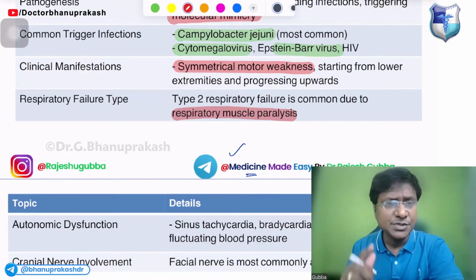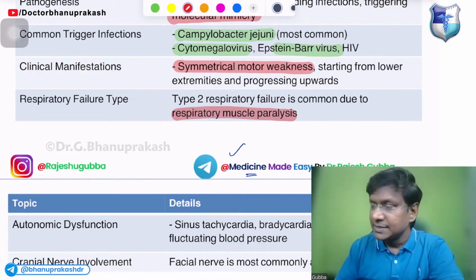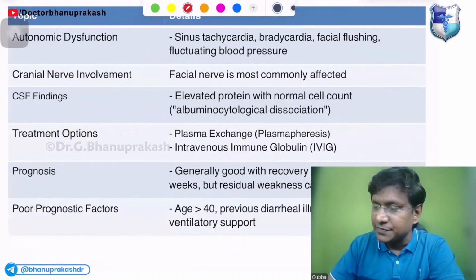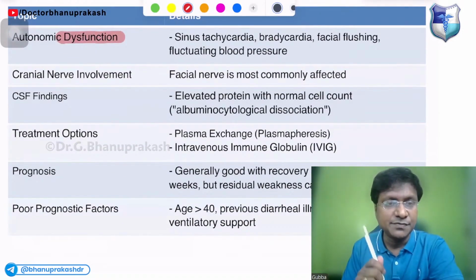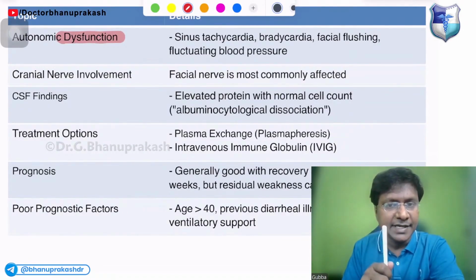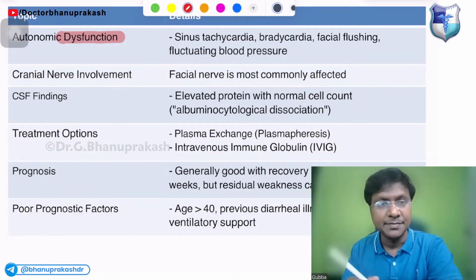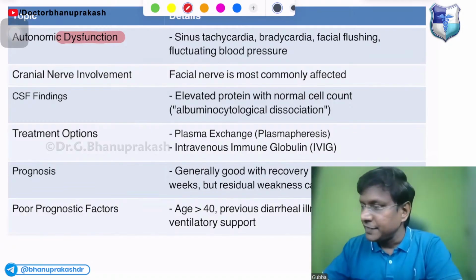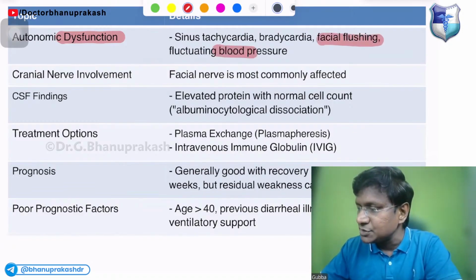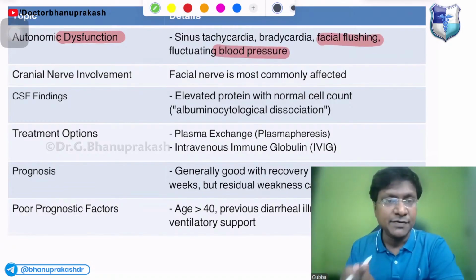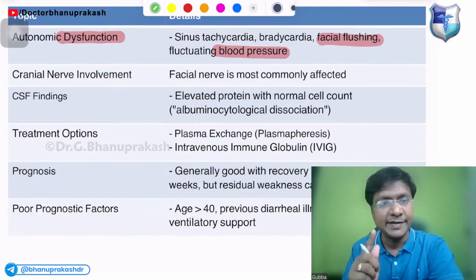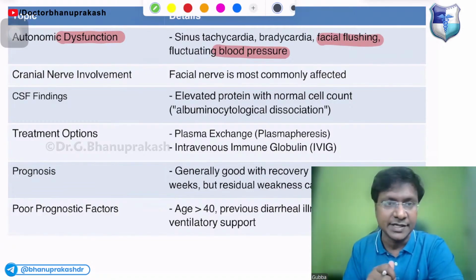Now, these patients with Guillain-Barre syndrome also have autonomic dysfunction. Because of the autonomic dysfunction, the manifestations will be either tachycardia or bradycardia. Not only that, there will be facial flushing as well as fluctuating blood pressure. What is this fluctuating blood pressure? These patients will have orthostatic hypotension and they can also have resting tachycardia.